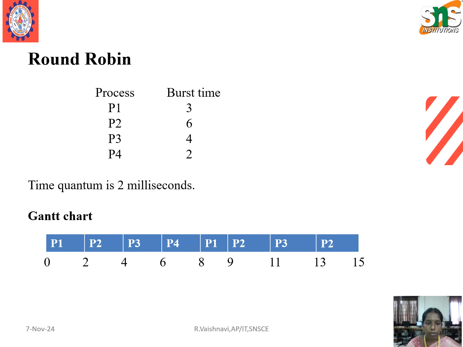The given processes are 1, 2, 3 and 4, and the burst times for these four processes are 3, 6, 4 and 2 milliseconds. Here we define the time quantum as 2 milliseconds. For the round robin, according to the time quantum, process 1 executes first, and each process executes for 2 milliseconds. According to the time quantum, we draw the Gantt chart here.